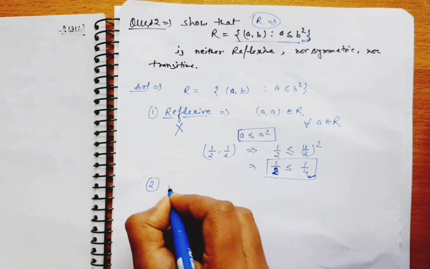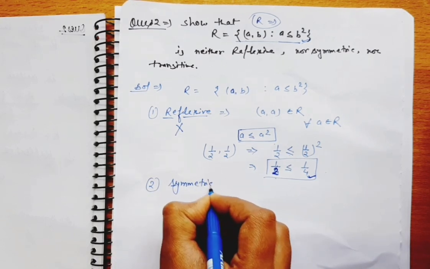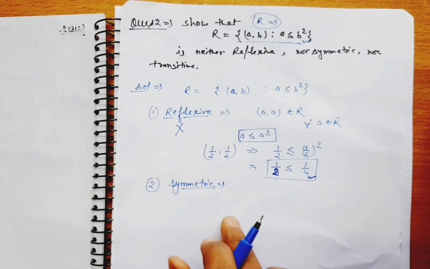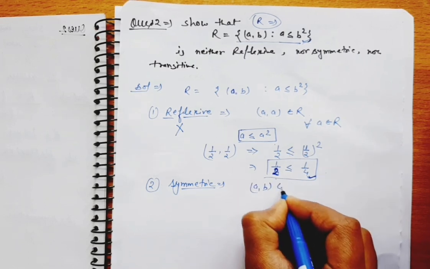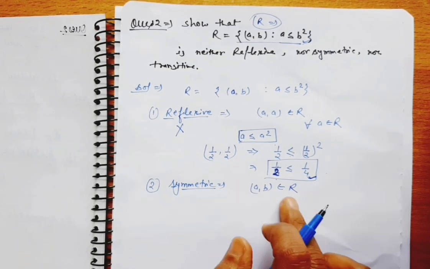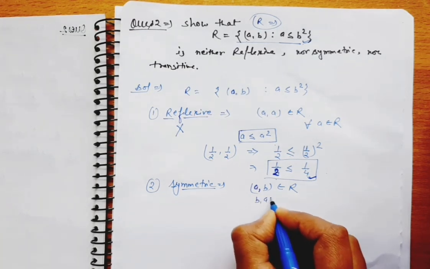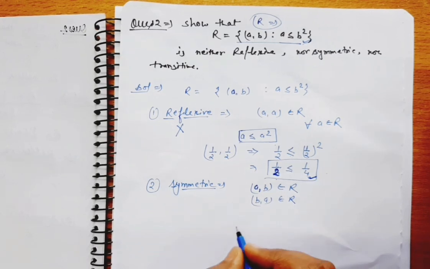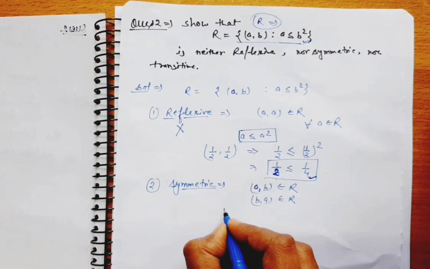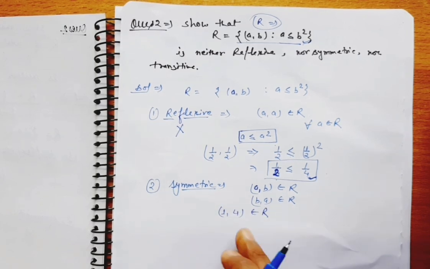Second, for checking the symmetric relation, in the symmetric relation we have to take any (a, b) which belongs to R, and for the same number, (b, a), the reverse of that, should also belong to R. Let's take any one example. Let's take (1, 4) which belongs to the set R.